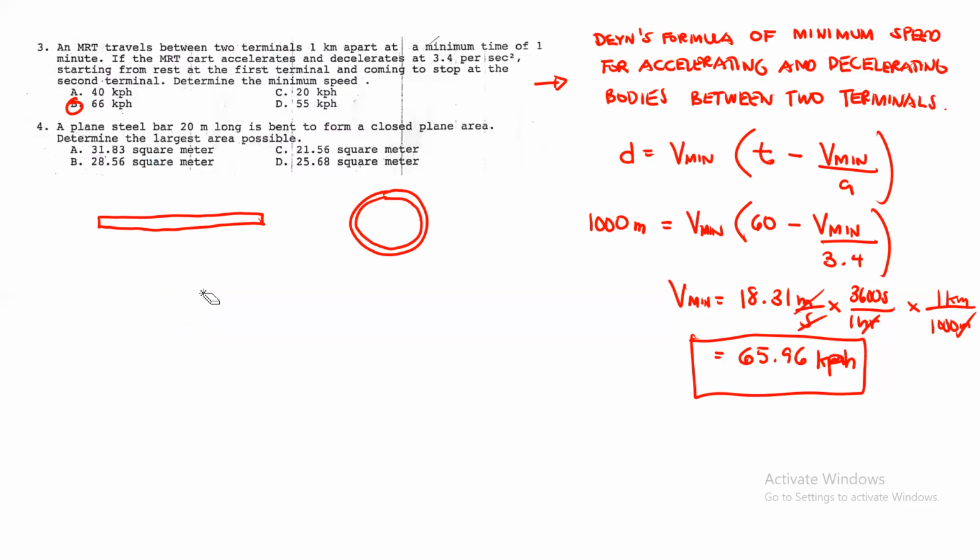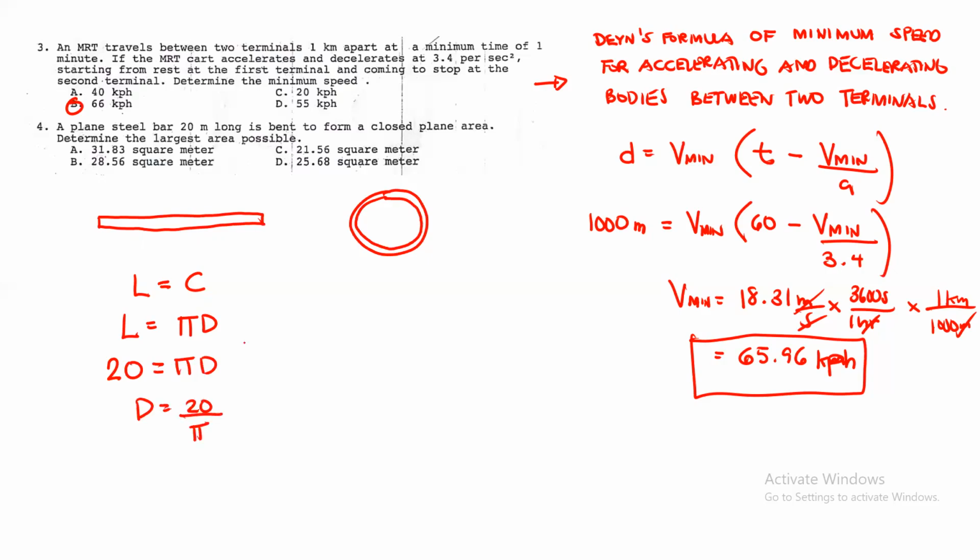So therefore, the length of the bar is equal to the circumference of the circle. The circumference of the circle is 2 pi r or pi times diameter. So what is our length? It is 20. So 20 is equal to pi d. So we get the diameter is 20 over pi.